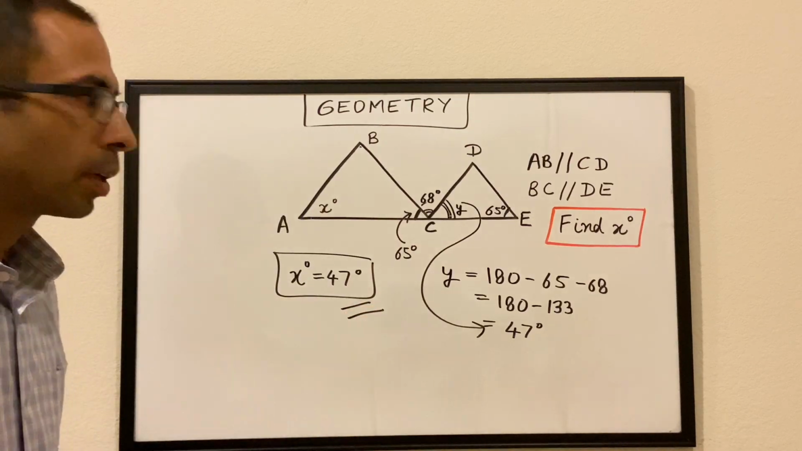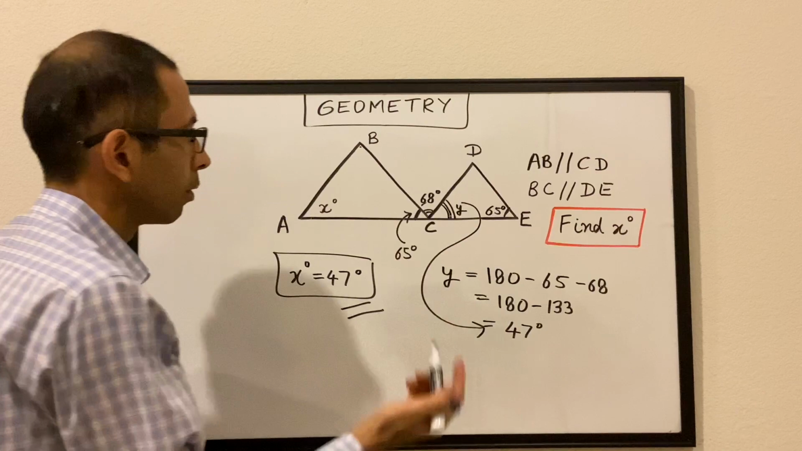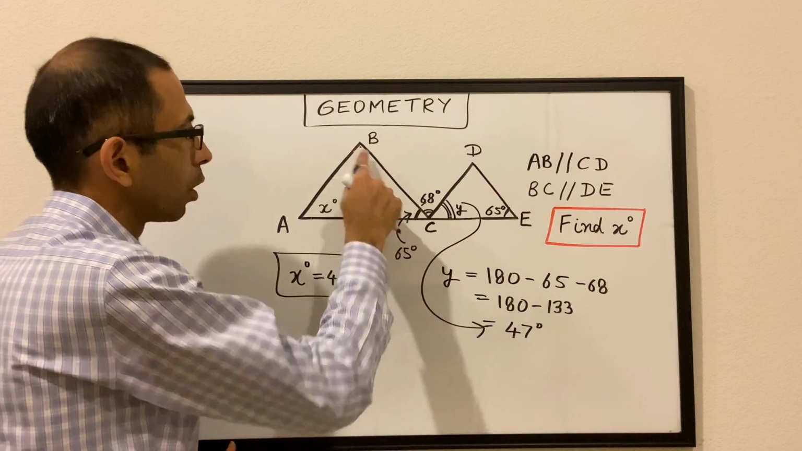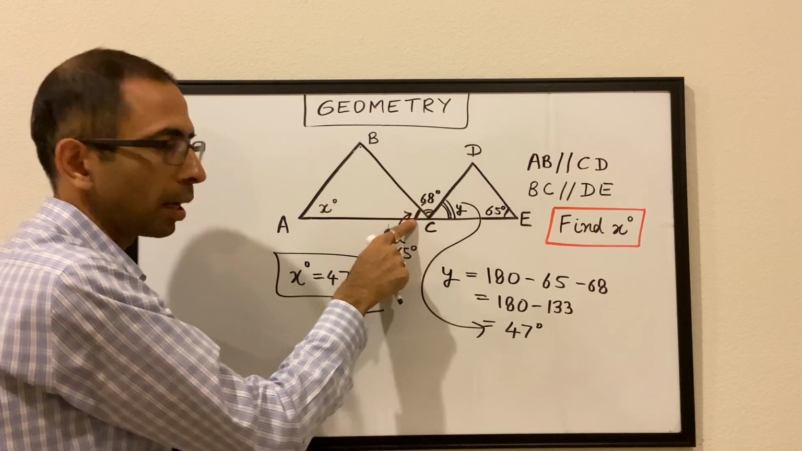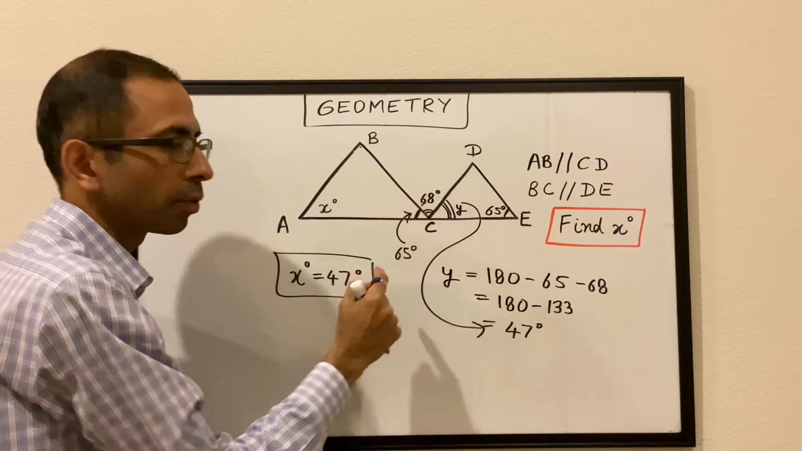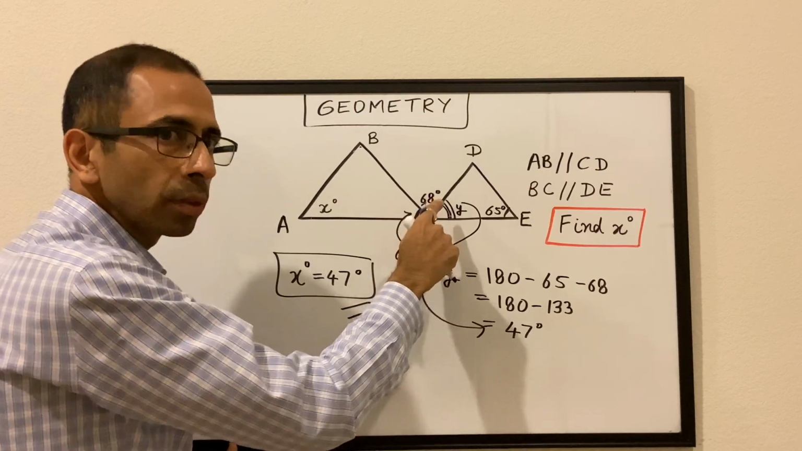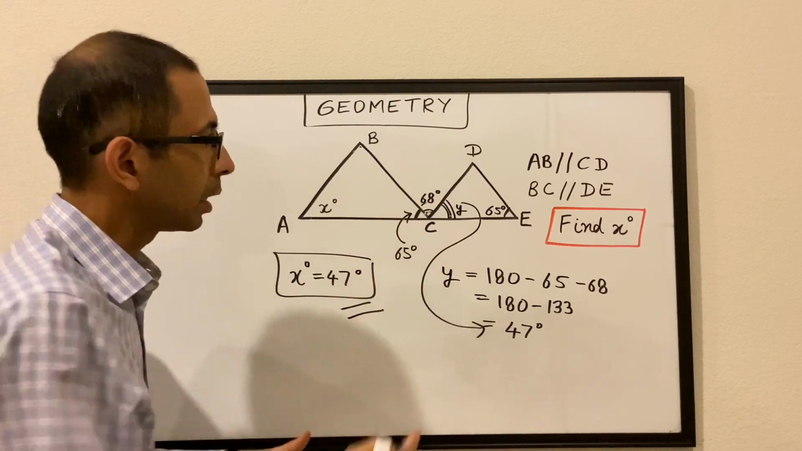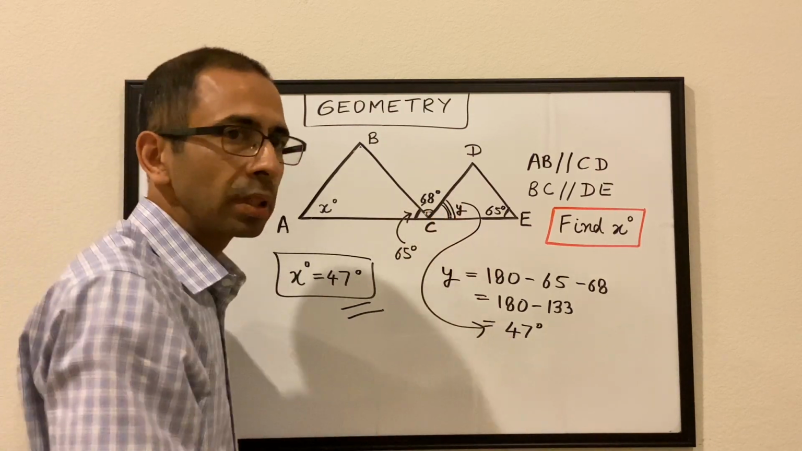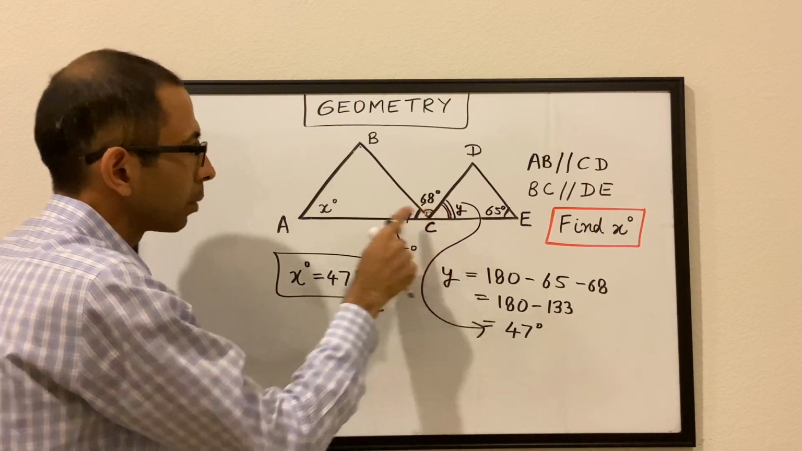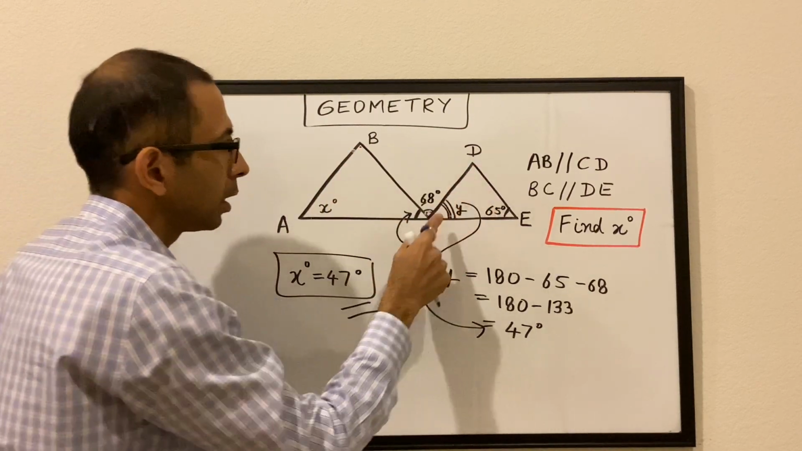Just to quickly reiterate, we are using the corresponding angles twice here. We used the corresponding angles for BC and DE, and hence we got this angle here as 65. Once we got this angle as 65, this one is already given to us as 68. We added both of them and subtracted that sum from 180 degrees to find the remaining angle y. We got y as 47 degrees. Angle y is nothing but the same as angle x, because even line AB is parallel to CD, hence they are corresponding to each other.